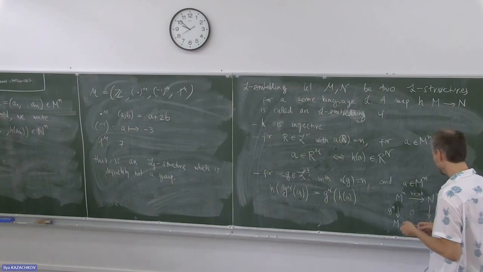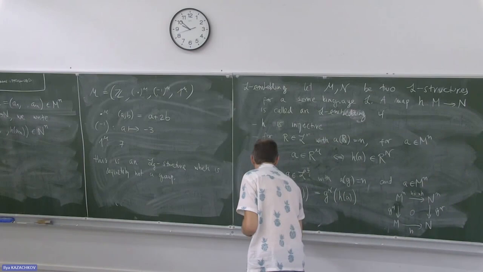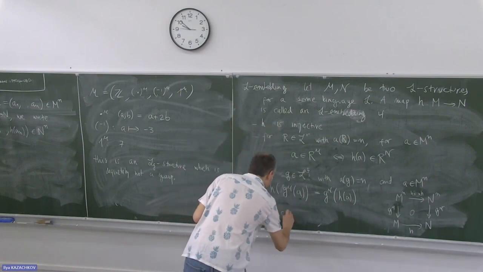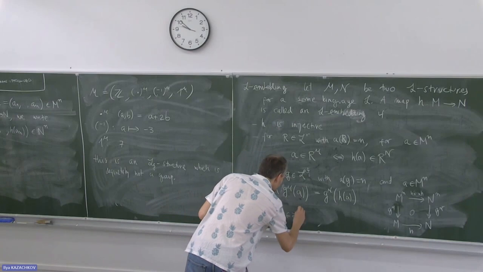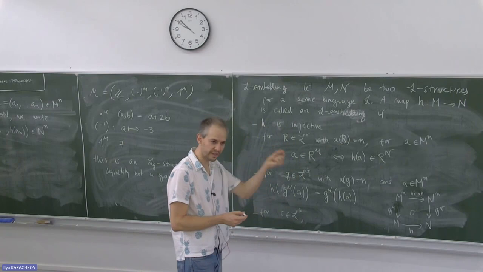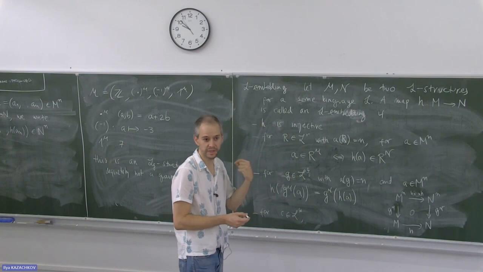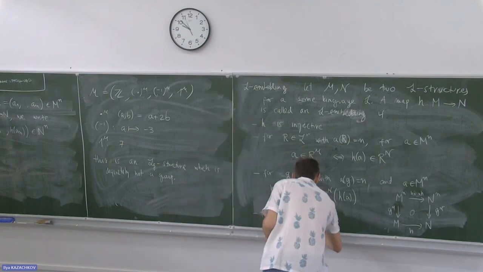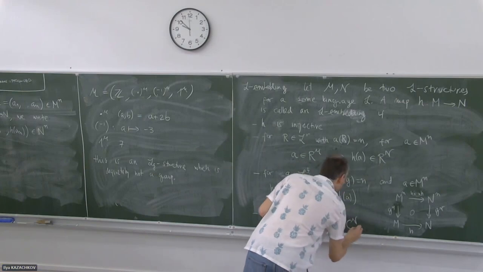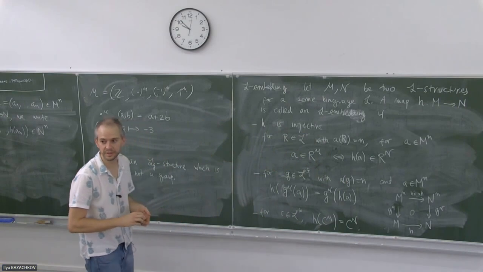And finally, for a constant symbol c, we must interpret this constant exactly as the image of the constant in M. So h of c^M has to be c^N. Okay?